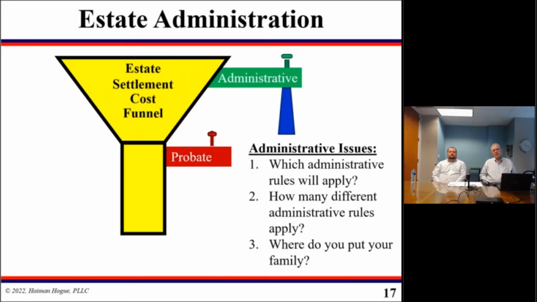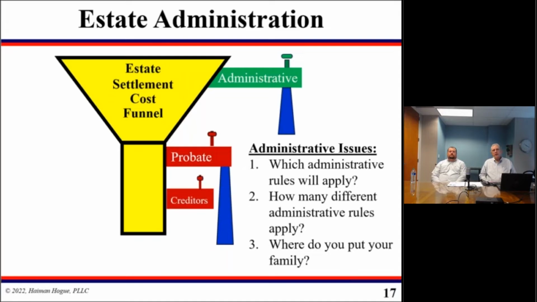A second expense to come out is going to be probate expenses. Now notice that the probate is in red, not green. The reason is you're always going to have administrative issues to deal with, but avoiding probate is possible with the trust.